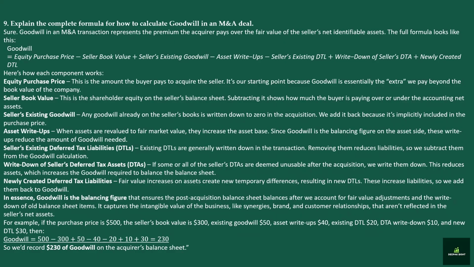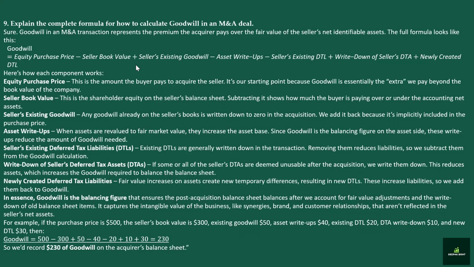Question number 9 is about the complete formula of how to calculate goodwill in a merger and acquisition deal. When you look at the formula here, the goodwill formula includes the equity purchase price. We subtract the seller's book value. We add back the seller's existing goodwill. Then we subtract the asset write-ups. Then we subtract the seller's existing DTL. We add back the write-down of the seller's DTA, and we add back the newly created DTL also.